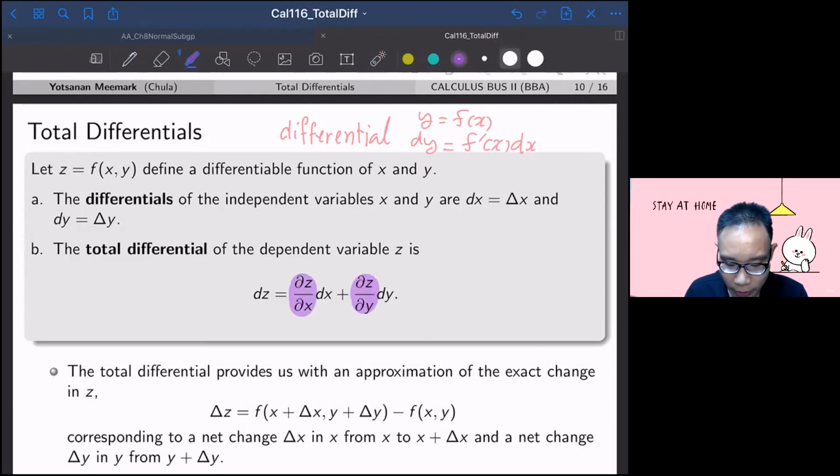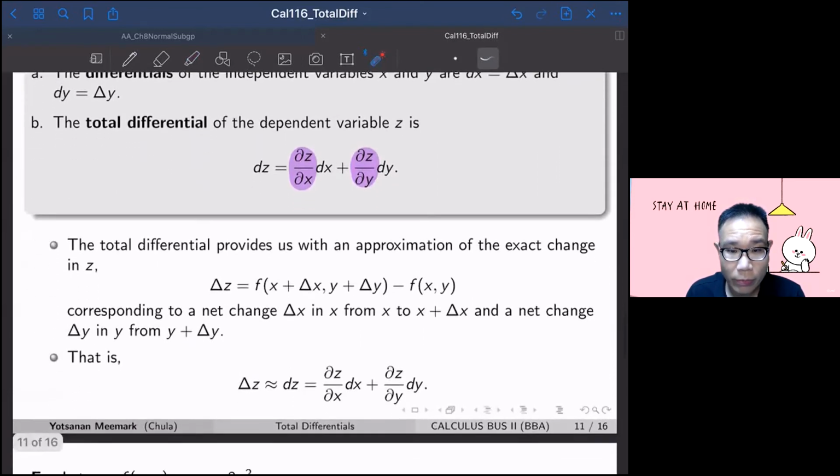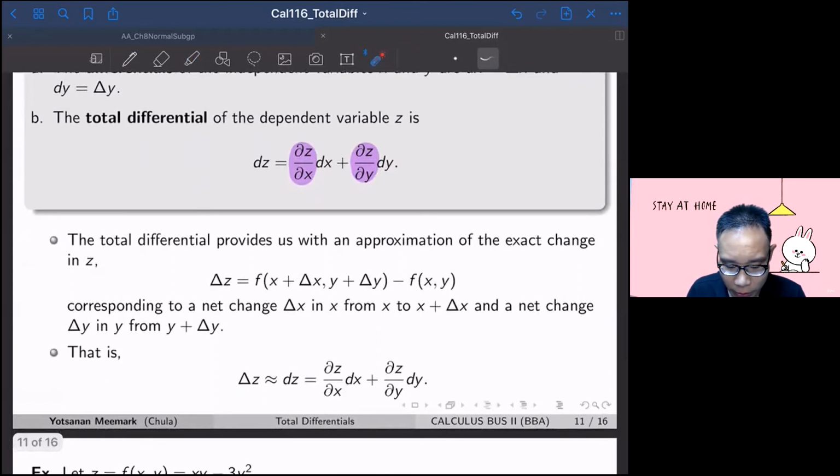So you're going to see that the total differential takes care of both variables. You have the change in x, dx, and the change in y, dy, accordingly. So this is the definition of the total differential. And the total differential provides us with an approximation of the exact change delta z. So delta z will be f(x plus delta x, y plus delta y) minus f(x, y).